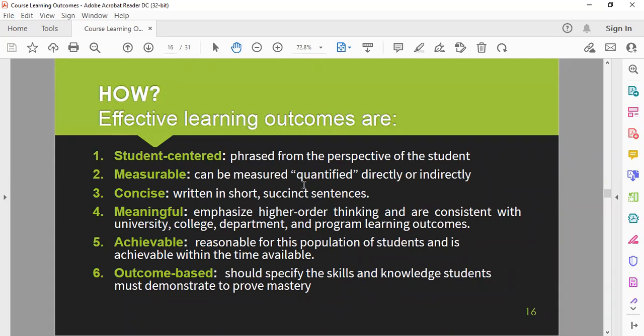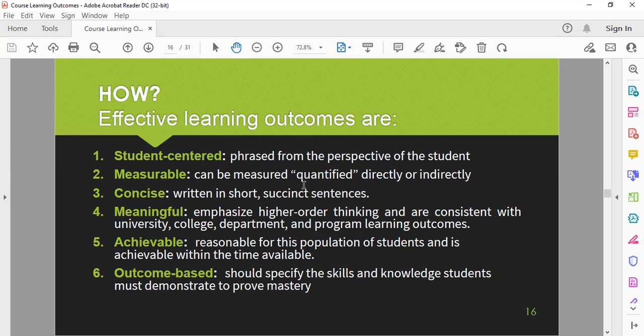They should be written in a way that helps us evaluate whether or not learning has taken place. They should be concise, written in short, succinct sentences. Meaningful, and what is meant by meaningful? As I said, when we write them, we should think of the context, whether it is a course context or a program context. So they should emphasize higher order thinking and be consistent with the university, college, department, and program learning outcomes. So we should think of the university, of the program, of the community, of the society, of the course itself, how this outcome is contributing to the course.